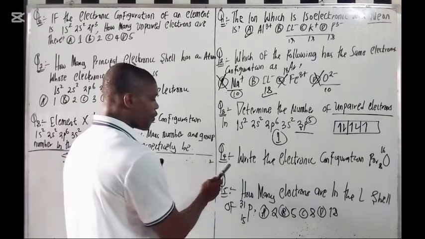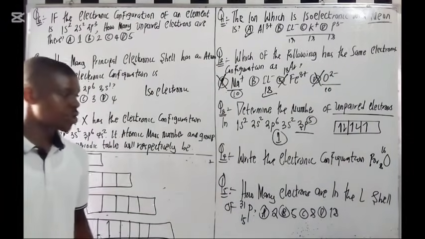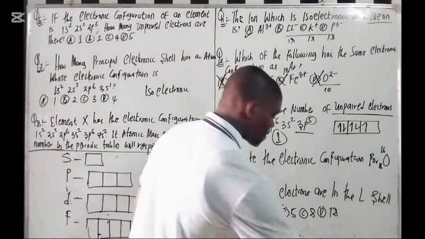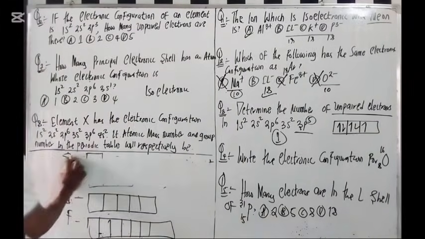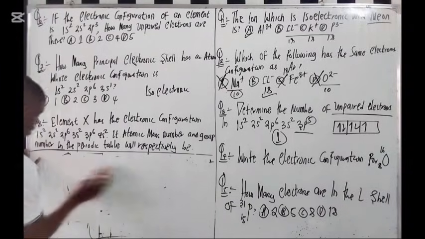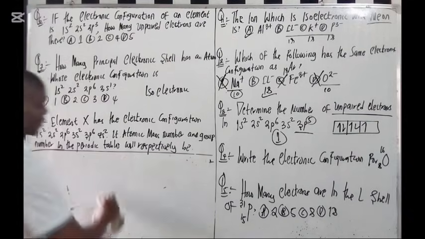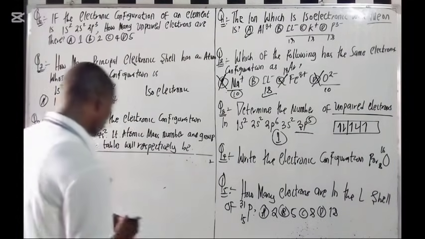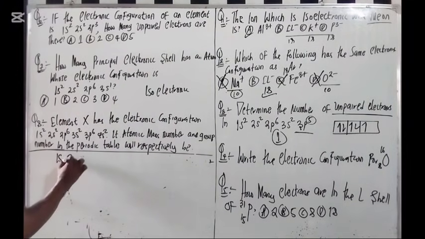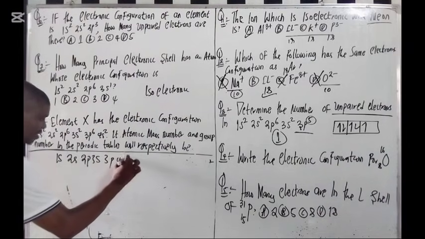Now, question 4. Write the electronic configuration for oxygen 8. So, how do you write the electronic configuration? This is a blueprint of what you will be using. For the first 30 elements, because most of the time you'll be seeing the first 30 elements, it is 1s, 2s, 2p, 3s, 3p, 4s, 3d.